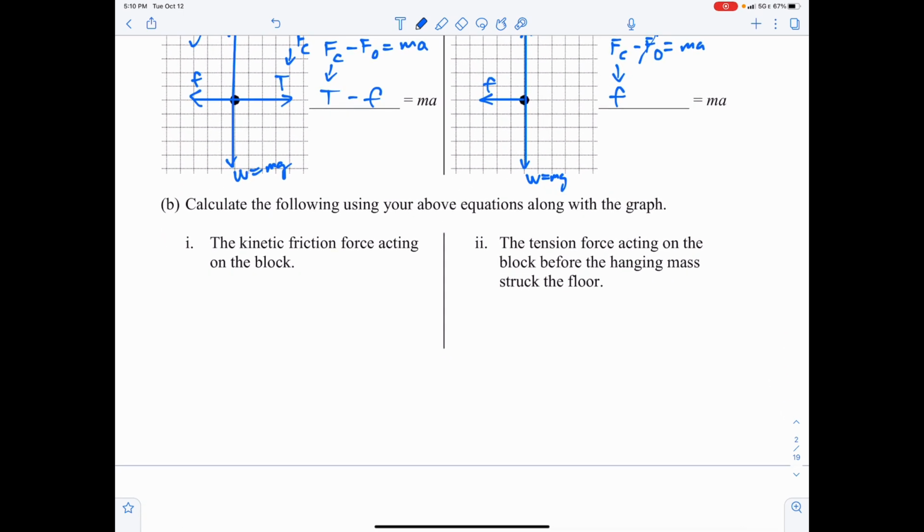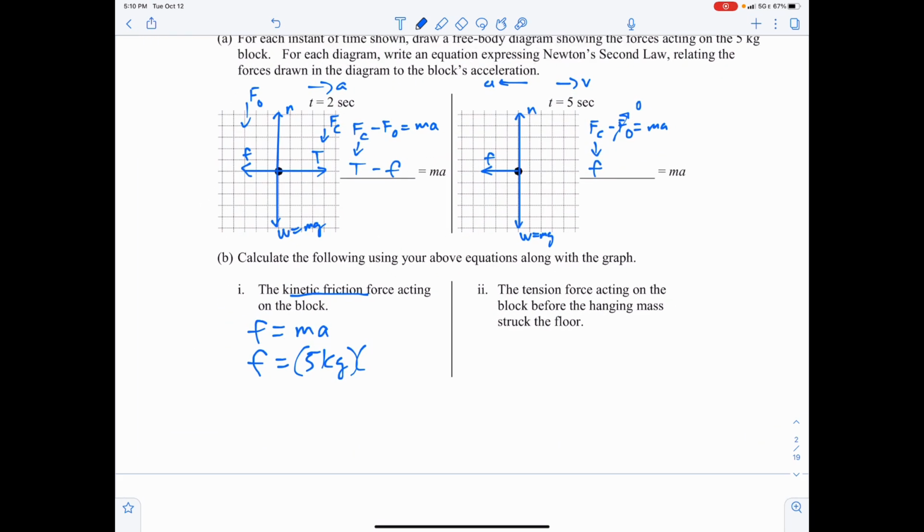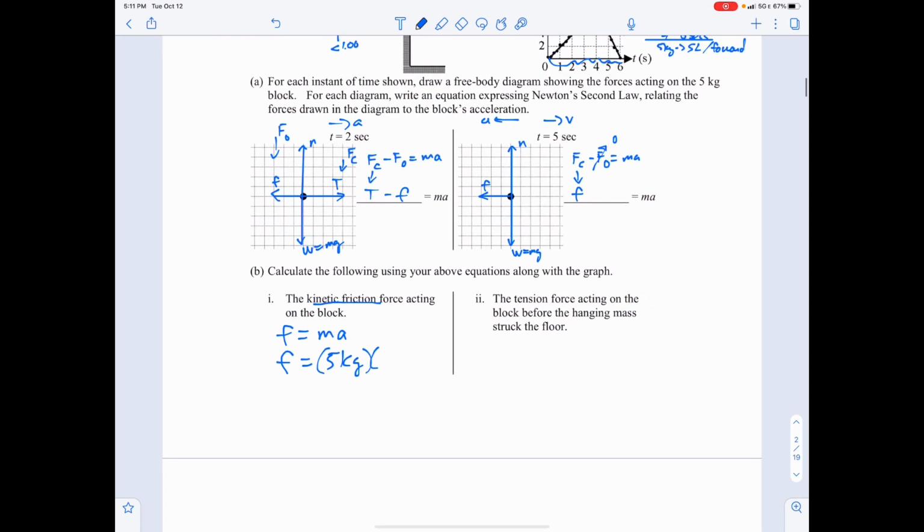Part B, calculate the following using the equations above. So for part B1, to get kinetic friction, let's use the second equation where all we have is friction. That makes sense. So we can go friction equals ma, and the kinetic friction force is going to be the mass of the block, which is 5 kilograms, times, and keep in mind, we're finding the magnitude of it. Friction is negative because it's causing a negative acceleration, but I don't need to know that because we're trying to find the magnitude, the amount of the kinetic friction. So it's 5 kilograms times, go back and look at the chart.